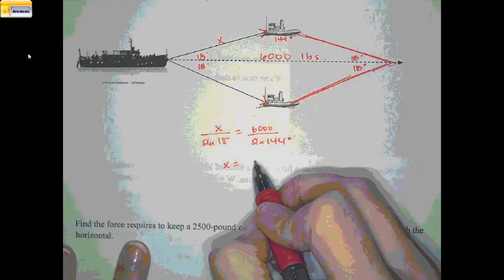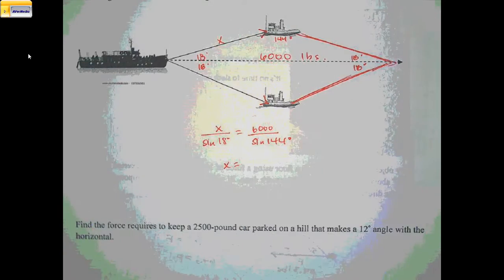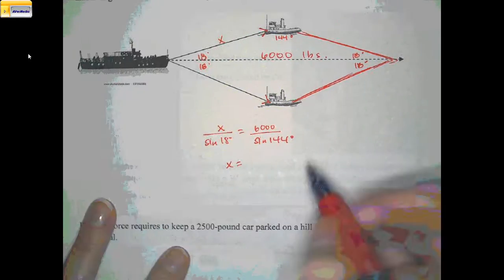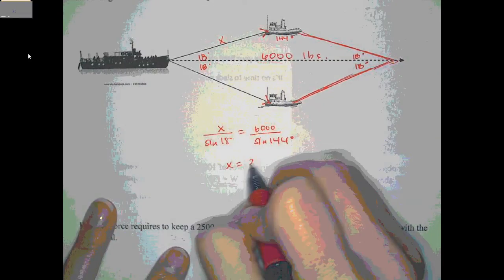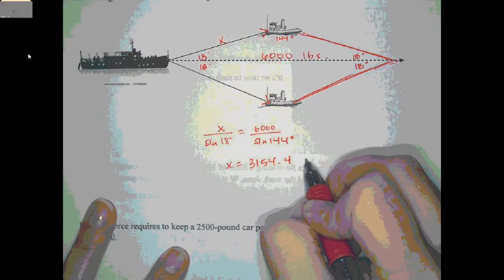What do we get? And does that make logical sense, probably by looking at the picture? I think so. So 3154.4. What's my label on that? Pounds.